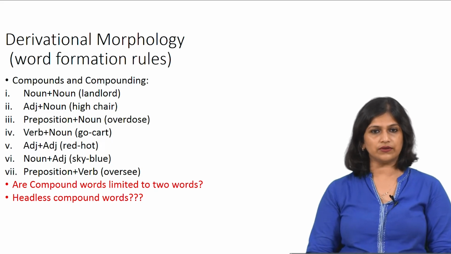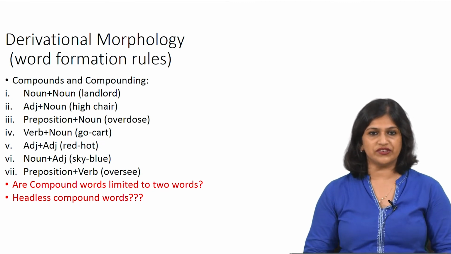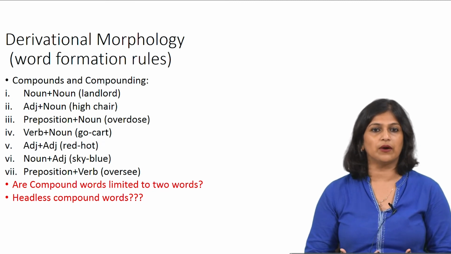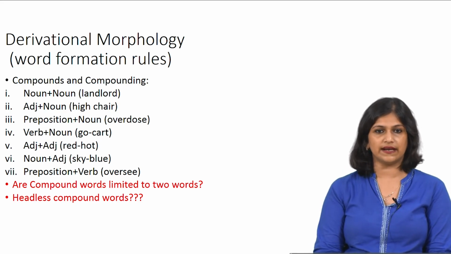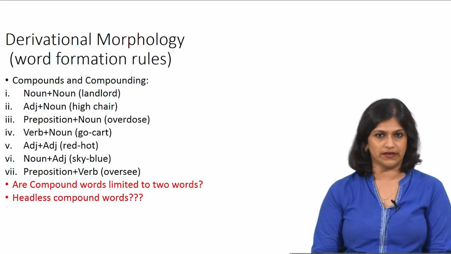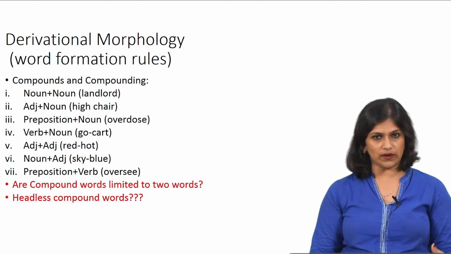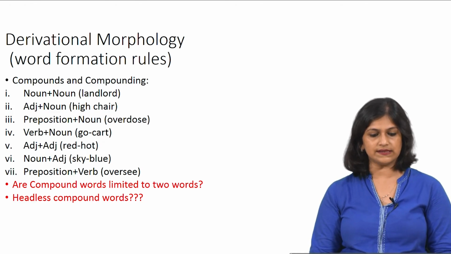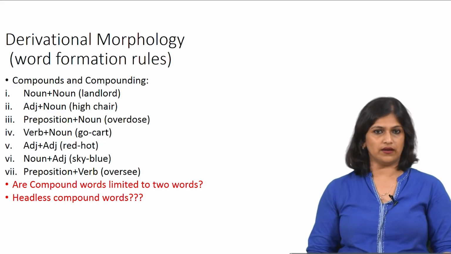So, now I am going to talk about a few possible combinations of different kinds of parts of speech which will result in compound words, right. The first one that we have is noun plus noun. So, think about it, there are two words and both the words are nouns, and what example do we have here? The example is landlord. So, land is also a noun, lord is also a noun, and putting them together, we get a compound word.